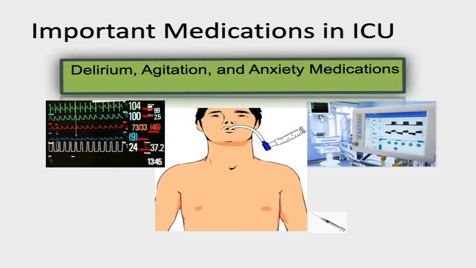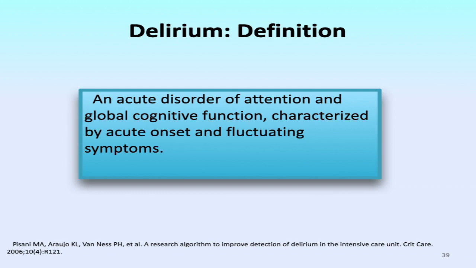So we will talk about delirium also, delirium drugs. To define delirium, it is an acute disorder of attention and global cognitive functions characterized by acute onset and fluctuating symptoms. And unfortunately, 70% of patients experience agitation and delirium with negative outcomes. Also, in many studies they found that delirium has a bad effect in terms of ventilator dyssynchrony, increased days in the ICU, increased days on ventilators, and increased days in the hospital.